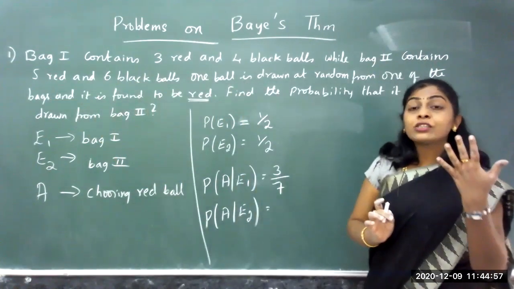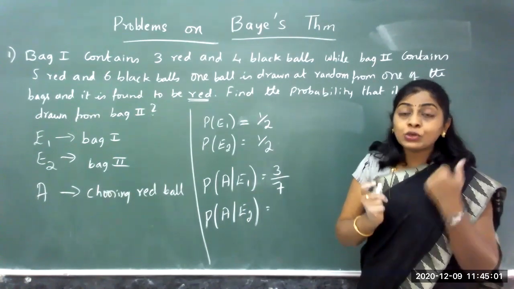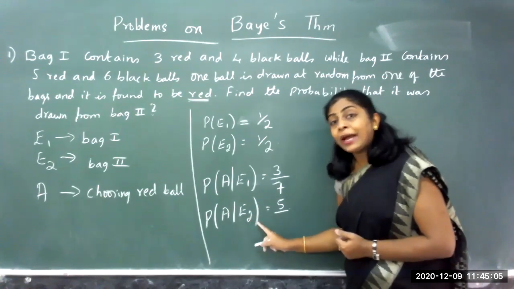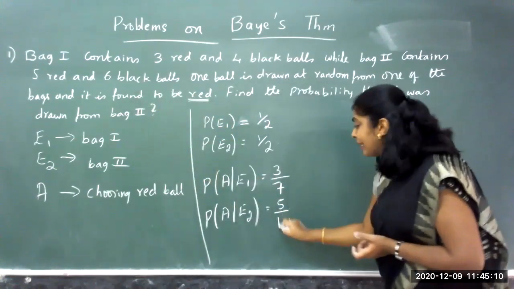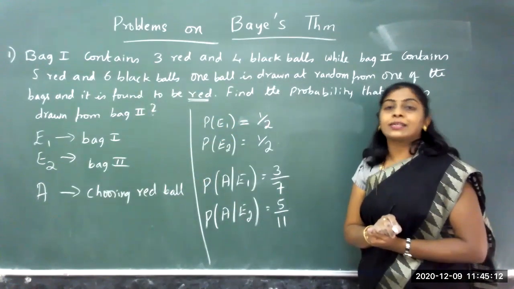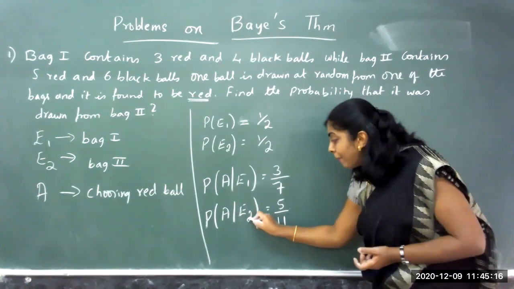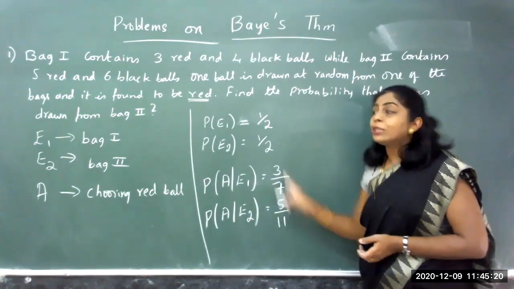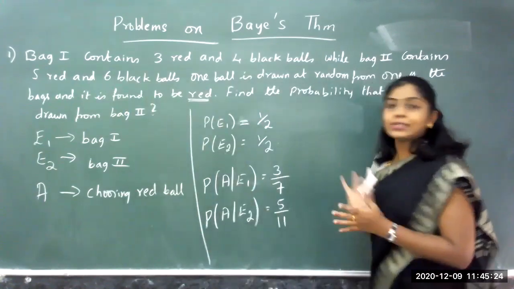So I have 5 favorable outcomes. Out of these 5, anyone can be picked. So in bag 2 there are totally 5 red balls. In bag 2, what is the total number of balls? 5 plus 6, that is 11. So the probability of choosing a red ball from bag 2, that is 5 red balls I can choose, out of the total number of balls, 5 plus 6.